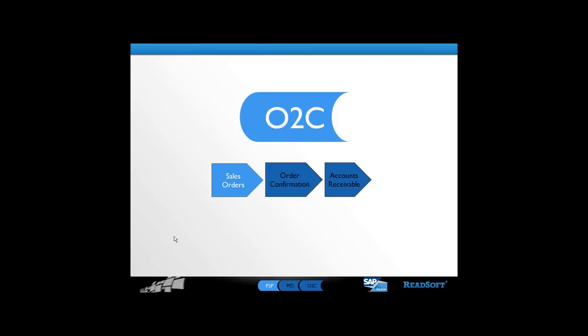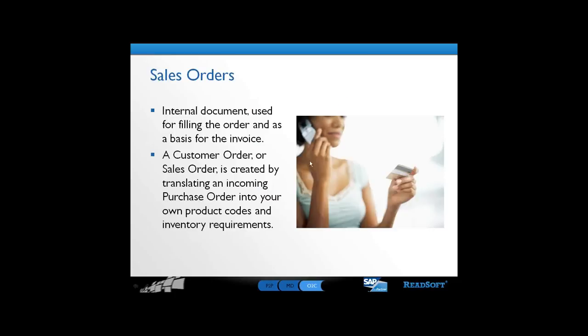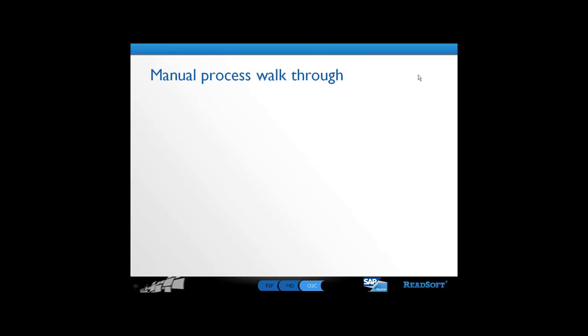Okay, so sales orders then, as you'll all be familiar, are nice manual internal documents, used for filling the order and as a basis for cutting the invoice. Of course, then we translate that back into our own product codes and inventory requirements. So this next process is going to be so familiar to everyone on this webinar.